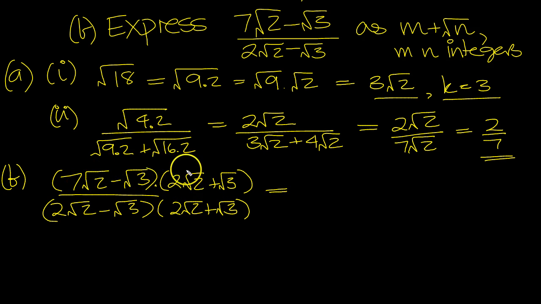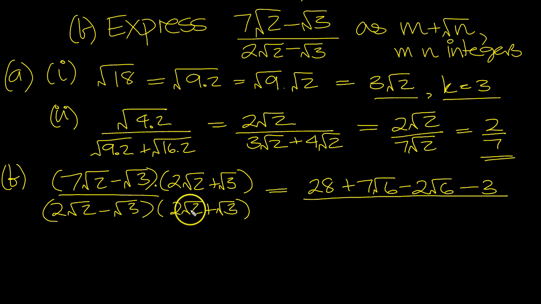7 twos are 14. Root 2 times root 2 is 2. 14 twos then are 28. Next term, 7 root 2 times root 3 is 7 root 6, plus the third term, minus 2 root 6, and then the last term, minus times plus is a minus. Root 3 times root 3 is just 3, isn't it?